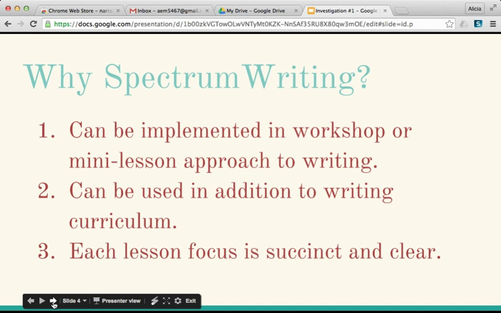Why did I choose to investigate Spectrum Writing? I'm someone who prefers teaching writing using a workshop or mini lesson approach, and I thought the resource would be easy to implement into my teaching style. Additionally, Spectrum Writing could be used as a supplemental resource in addition to the writing curriculum. Lastly, each lesson has a clear and distinct purpose.